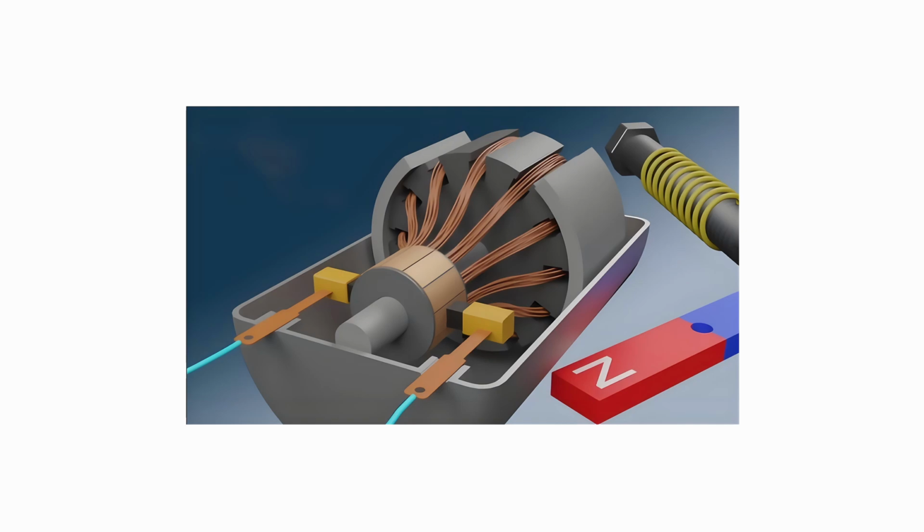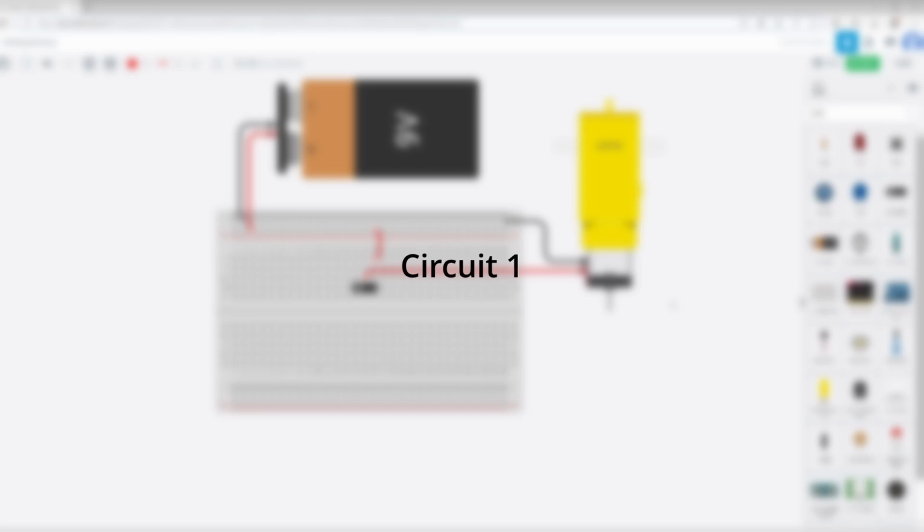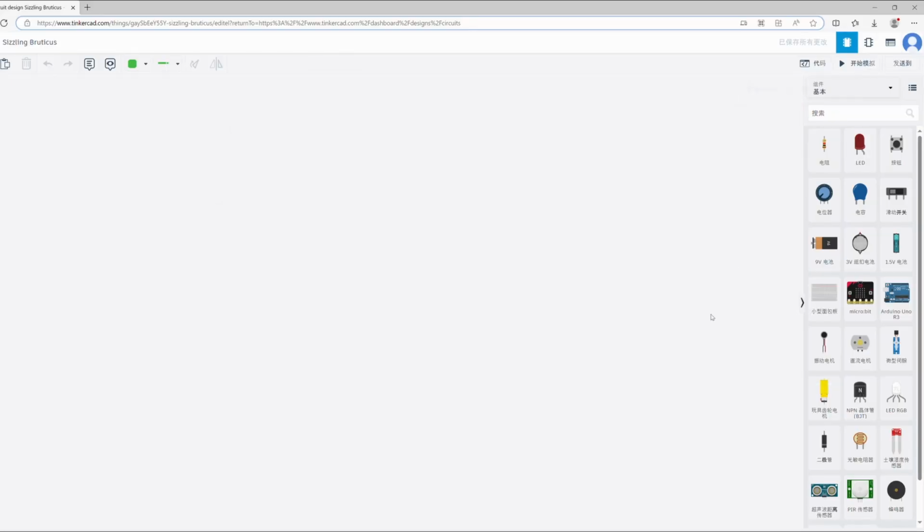By changing the direction of the motor's current, the car can move forward or backward. By adjusting the current or using pulse width modulation, the speed of the motor can be controlled, thereby controlling the speed of the car. In this section, we will use TinkerCAD to simulate motor control. First, we will use a switch to control the motor's on or off state.